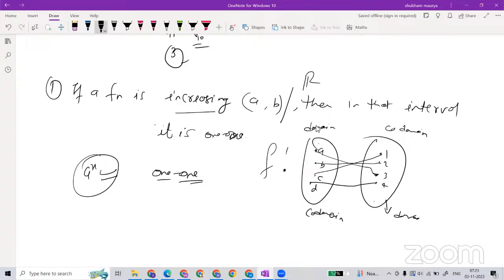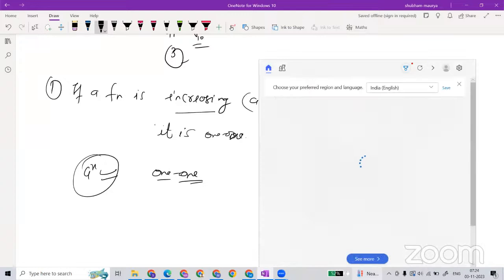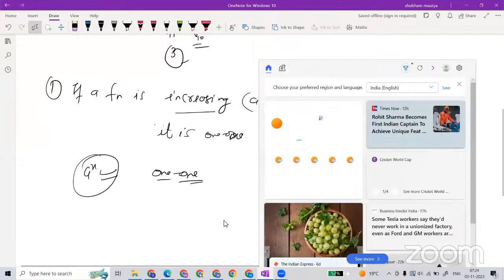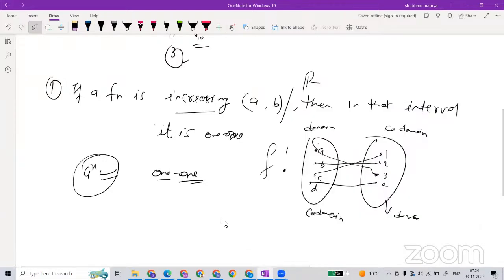See, even onto is not necessary here. I'm not asking for onto. At least in some interval it is one-one. If it is one-one in some interval, in that interval we can make it onto. Correct? Is that word correct? If it is one-one in the interval, we can bound our range. In that range, we can bound it and say that it is one-one and onto.